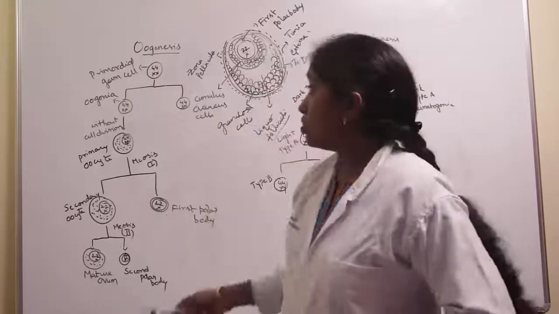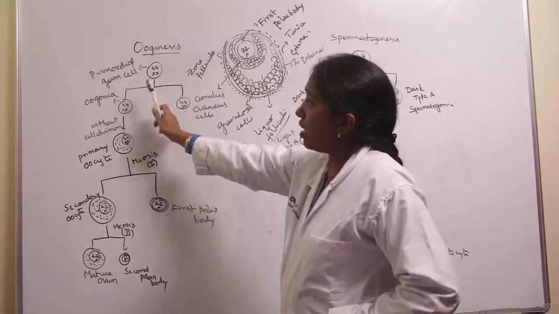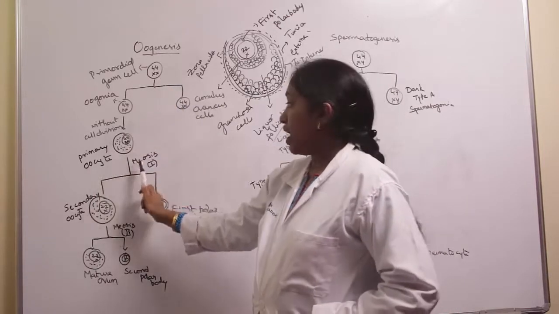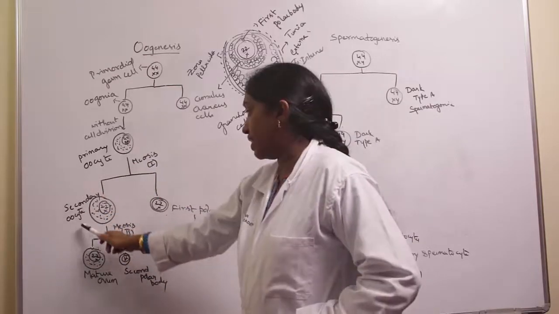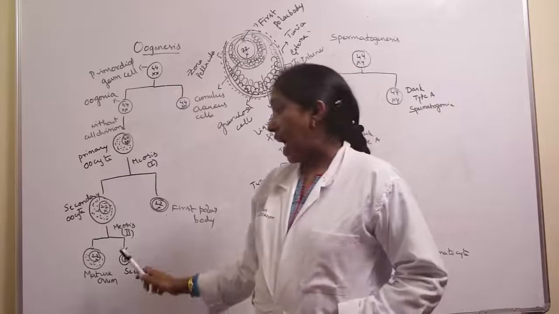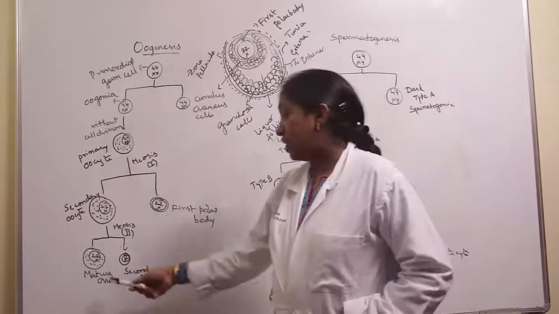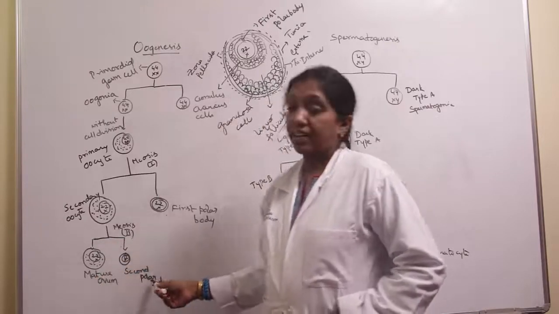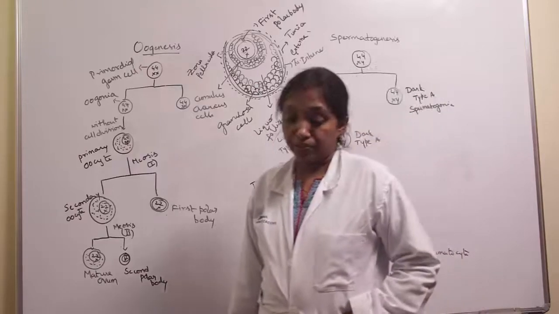So that's about the oogenesis. Primordial germ cells become oogonia. Then without cell division, they transform into primary oocyte, and meiosis I takes place, and one cell receives the major amount of cytoplasm, that is the secondary oocyte, and the other is the first polar body. The second meiotic division takes place if fertilization occurs, and the secondary oocyte turns into a mature ovum and releases the second polar body. That's all about the oogenesis.